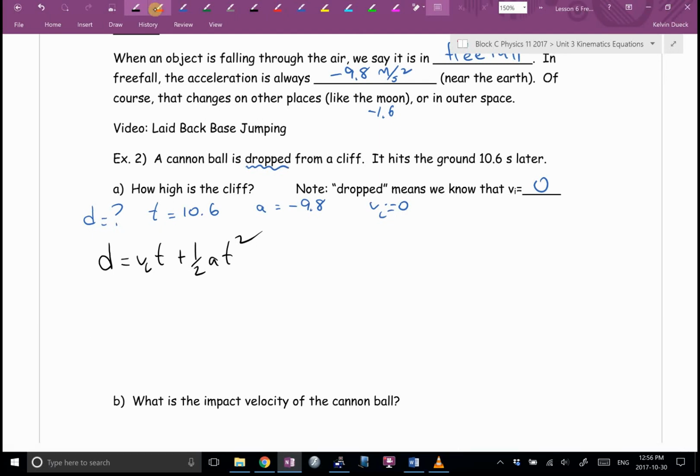David, why can I do this in this specific situation? vi is 0. What's 0 times anything? 0. So 0 times t is 0, and going 0 plus is irrelevant. Okay. 0.5, negative 9.8, 10.6 squared. What do you get?